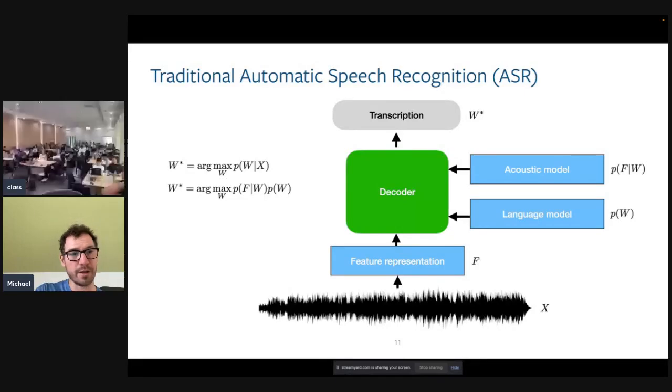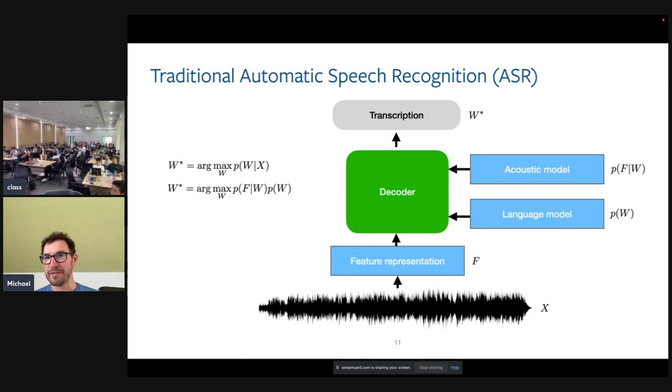applying an acoustic model and a language model. So what the acoustic model in the traditional ASR approach does is it gives you a probability for the feature representation F for a particular transcription. Now, this looks a little bit odd, really, right? Why would you do that?